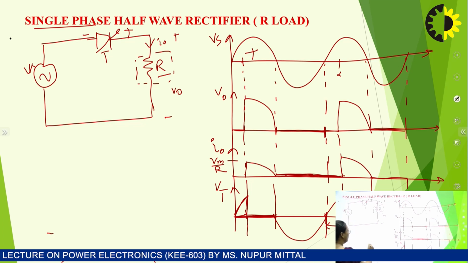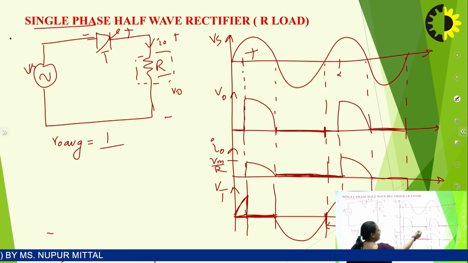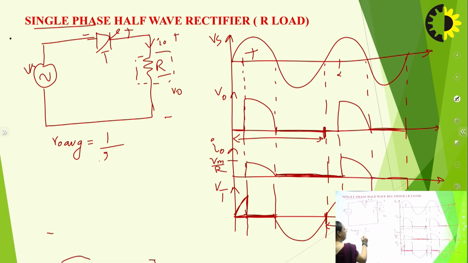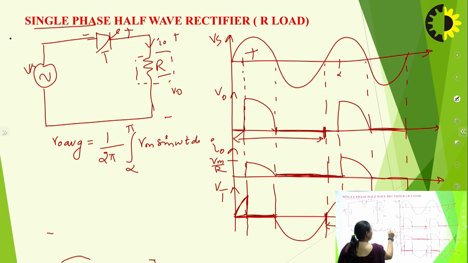So these are the values, and now if we have to find the average voltage across the thyristor, then it will be 1 upon the time period. The time period for this cycle will be 2 pi, as after this the cycle is repeating. So 1 upon 2 pi integration from where to where, from alpha to pi, as the thyristor is conducting only from alpha to pi, and this is Vm sin omega t d omega t.